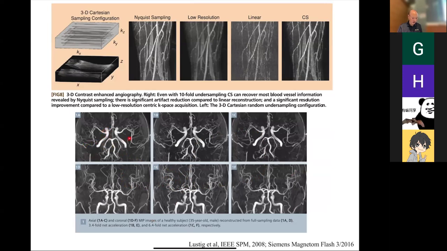So this is a naturally sparse image, right? Because basically, most of the image, only the vessels are bright. The background is sort of noisy, and you don't really care about it so much. And so you can actually also compress this very well. And so this is an image where it works very well with compressed sensing, right?